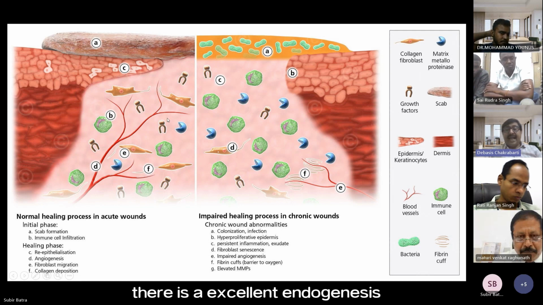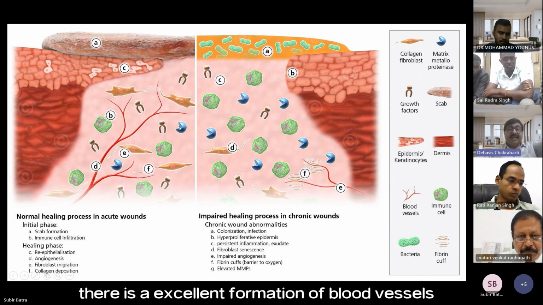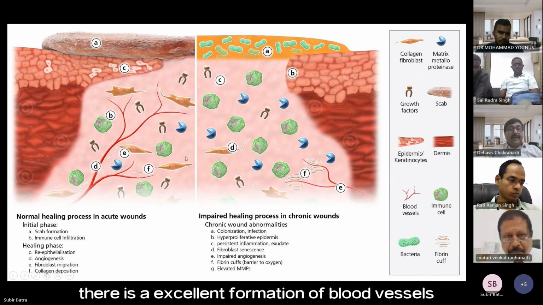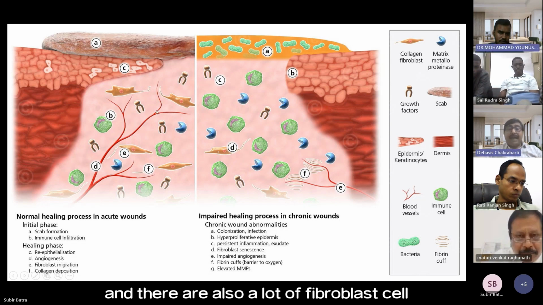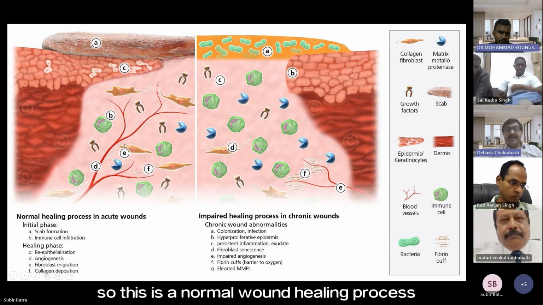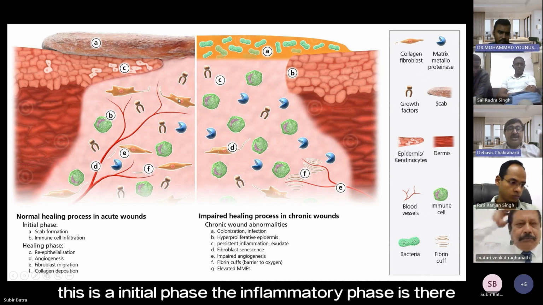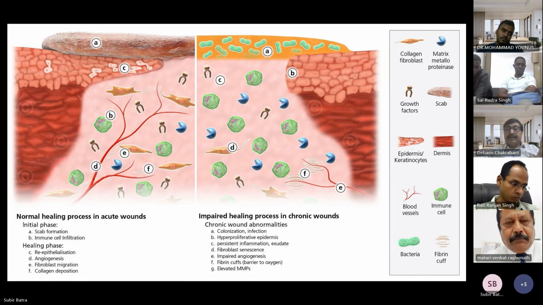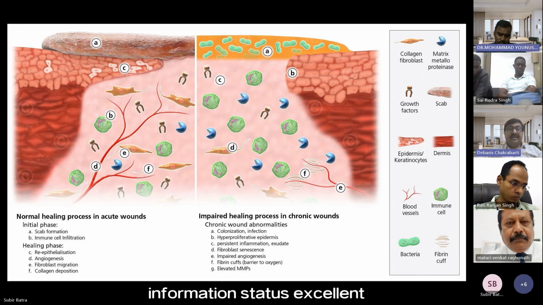There is excellent angiogenesis. There is an excellent formation of blood vessels. And there are also a lot of fibroblast cells. So this is a normal wound healing process. This is the initial phase. The inflammatory phase is there. This is happening. The process is going on. The inflammation state is excellent. Now it is going to heal.